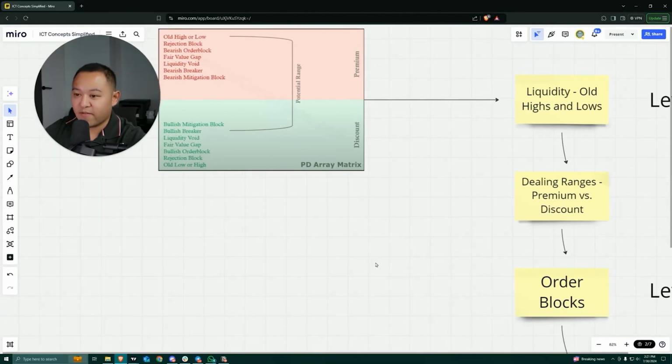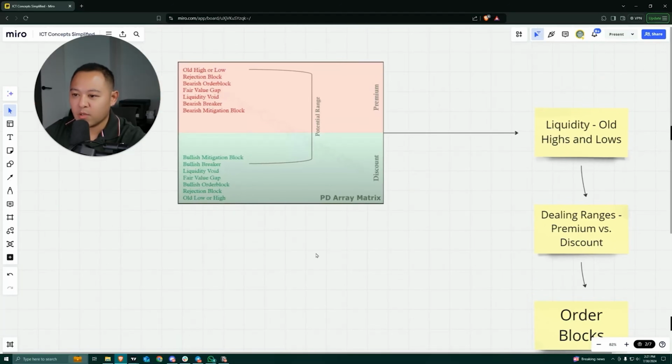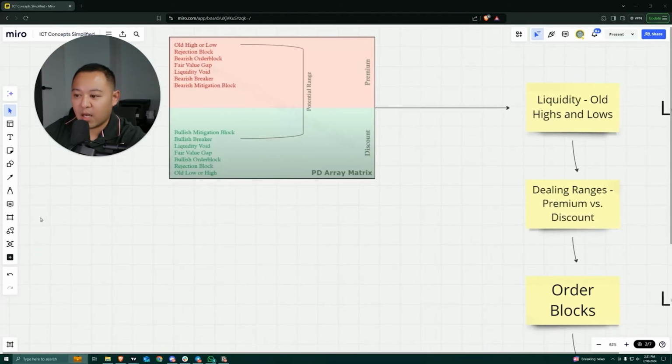Okay, because what's a fair value gap when you're trying to sell it? What's a fair value gap in discount? That's a low probability trade. Oftentimes, if you're trying to sell a fair value gap in discount, many times it's going to invert on you and go higher because you're lacking the narrative of the dealing range. All right, so don't say that these concepts fail. It's just you're using them improperly.